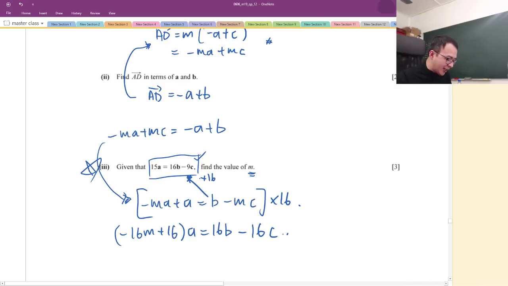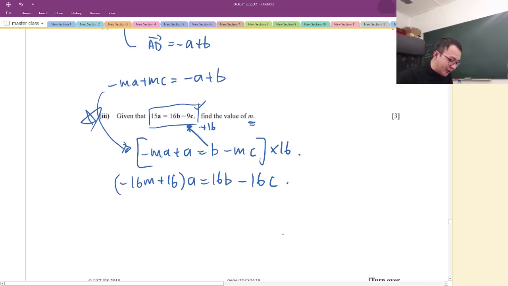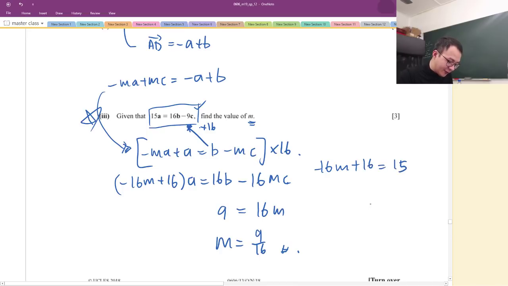Alright, then from here I can get my M easily because, oh sorry, this is MC, right? So therefore 9 equals to 16M. Then M equals to 9 over 16. Yep, I guess this is how we get it. Or you can compare A if you want. You can get something like negative 16M plus 16 equals to 15. Then over here you should get the same result.